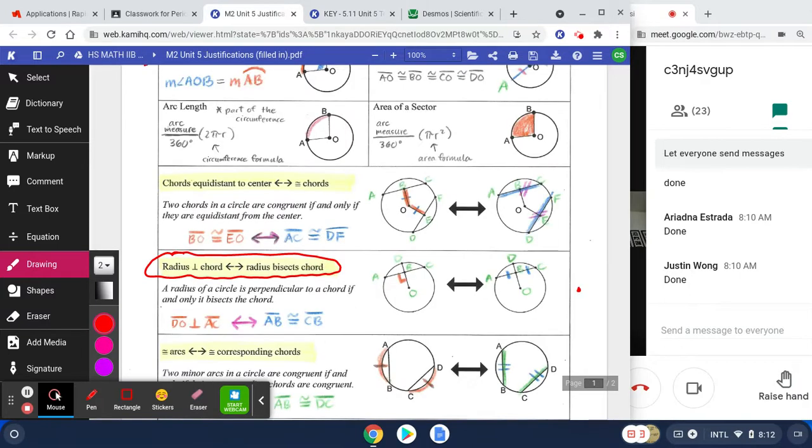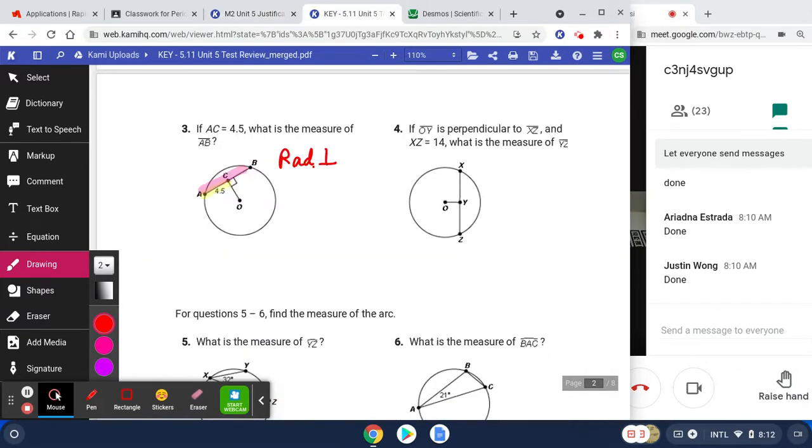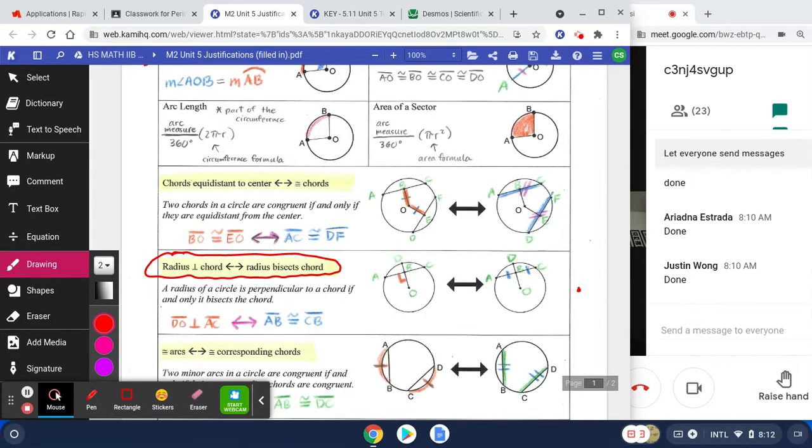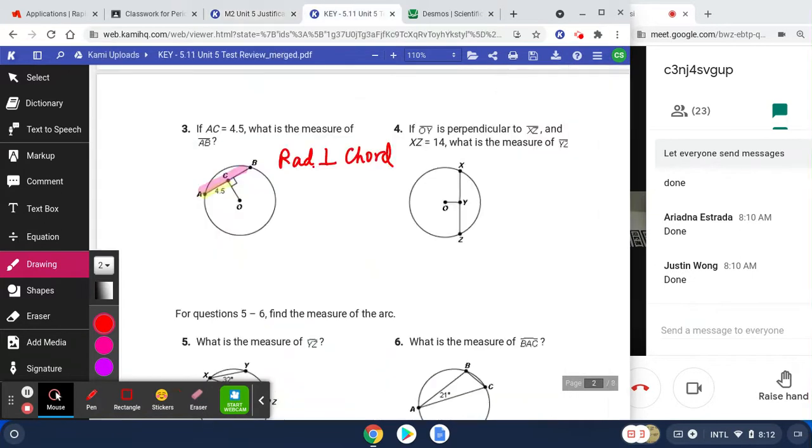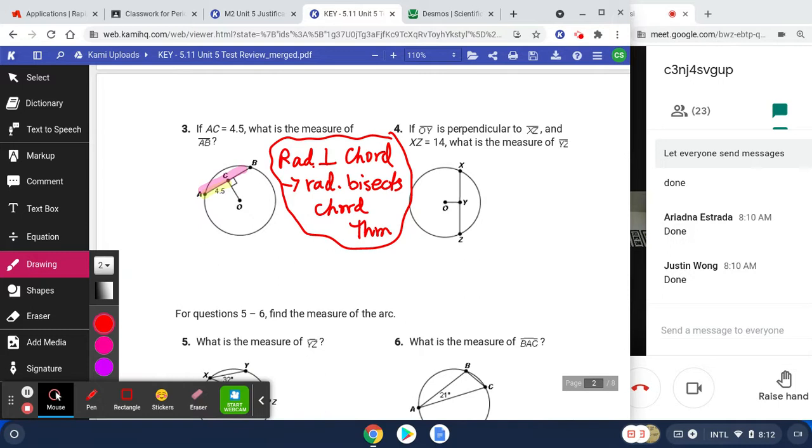So it's the radius perpendicular chord and then radius bisects chord theorem. Now, if you notice, both of these numbers 3 and 4 are both using this as their justification.